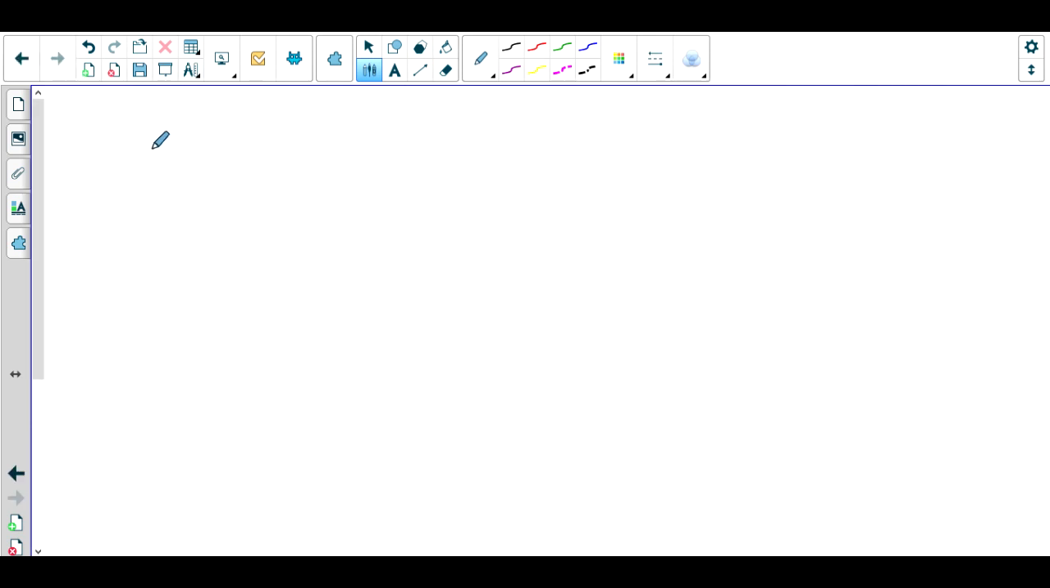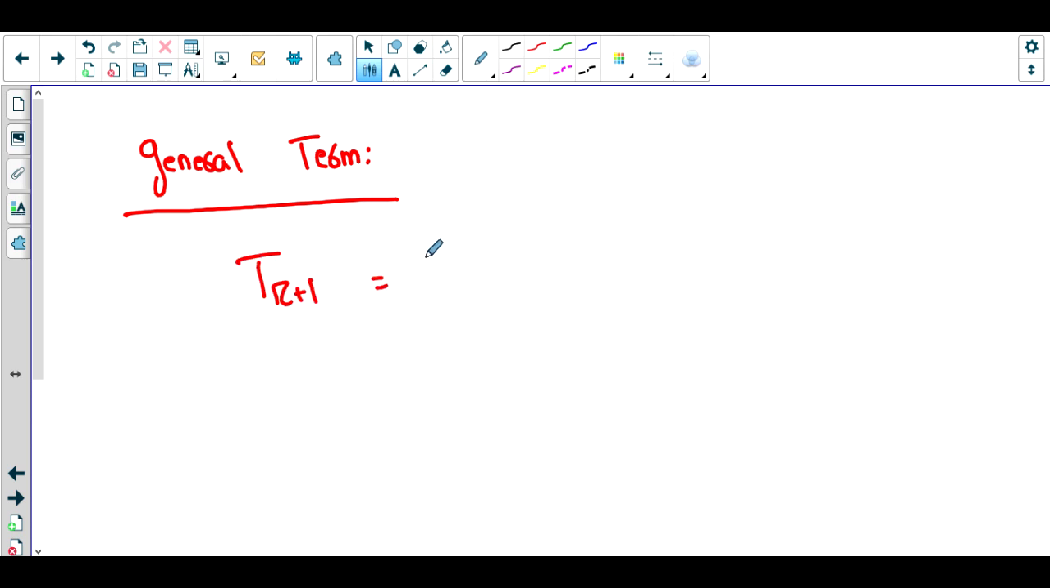There is something more which is called general term. If you want to find a particular term, which formula you can use? You can use this one. This is called T(r+1) is equal to what? nCr a^(n-r) into b^r. This will help you to find any specific term.